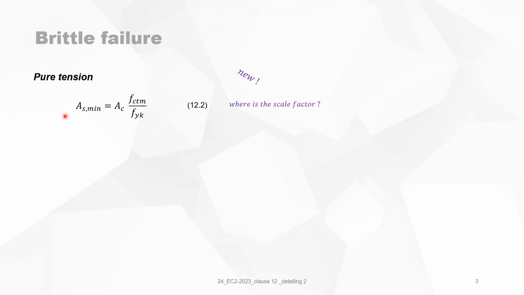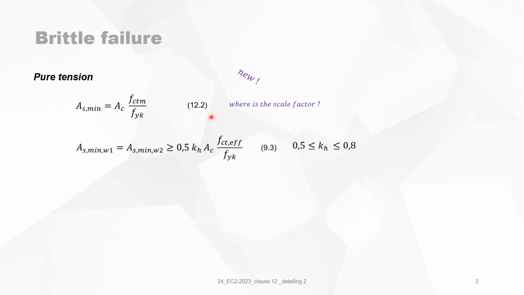Something strange is happening in this formula because there is no scale factor. The scale factor, as it is used in formula 9.3, where you have 0.5 times kh, and kh is a scale factor depending on the size of the cross section, is between 0.5 and 0.8. Formula 9.3 is for SLS, and it's for calculating the minimum reinforcement to avoid yielding or for crack control.